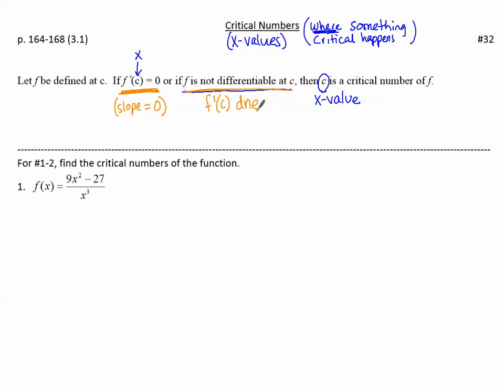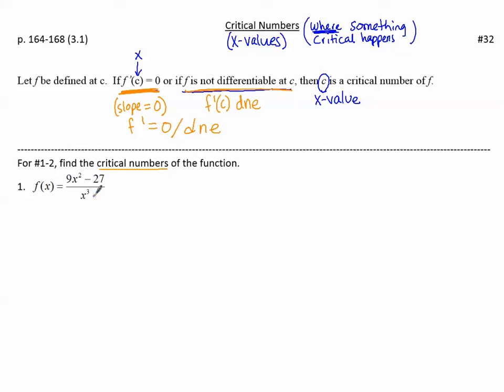Let's practice doing that without a graph. For numbers 1 and 2, find the critical numbers of the function. So remember, that's where the derivative is 0 or does not exist. So what do we need to do first? That's right, take the derivative.